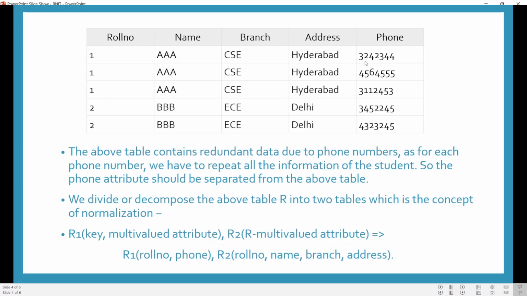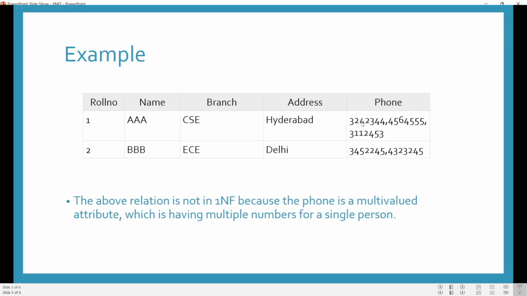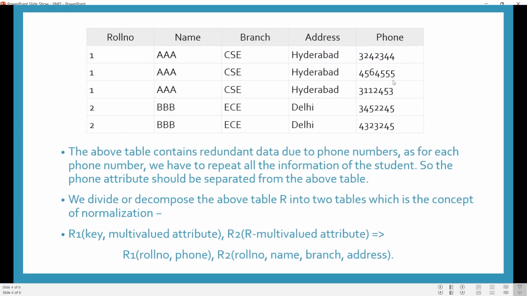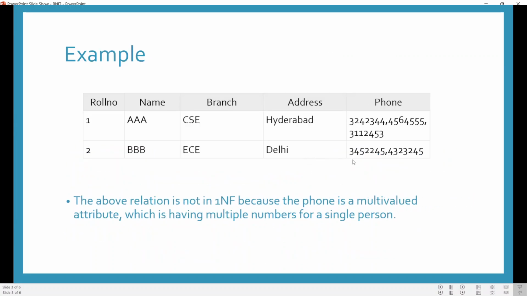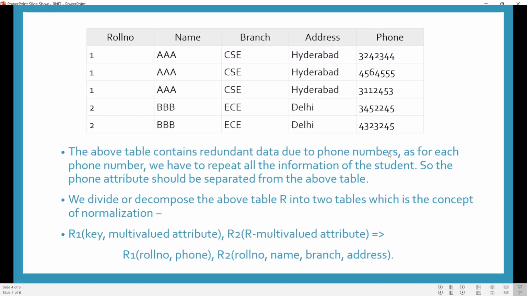What we have done is separated it into multiple tuples. For roll number 1, you can see there is only one phone number, whereas in the previous table, for roll number 1 there were 3 phone numbers. Instead of putting them in a single tuple, we are putting them in 3 separate tuples. Similarly for roll number 2, we have 2 phone numbers that we are separating into 2 tuples.